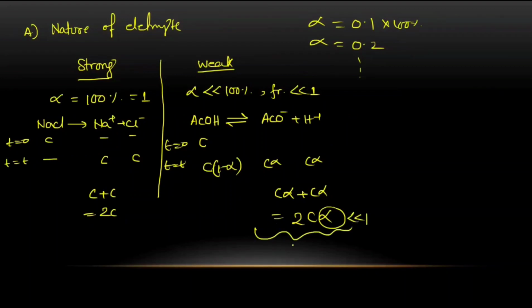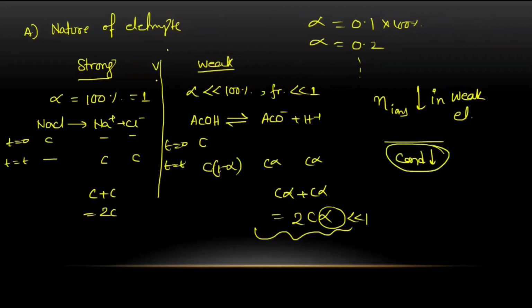That means number of ions is lower, isn't it? So the number of ions for weak electrolyte will be lower. That means for weak electrolyte, conductance will be lower. So strong electrolyte will have more lambda, weak electrolyte will have less lambda, right? It's very simple. Okay, let's go to the next factor.